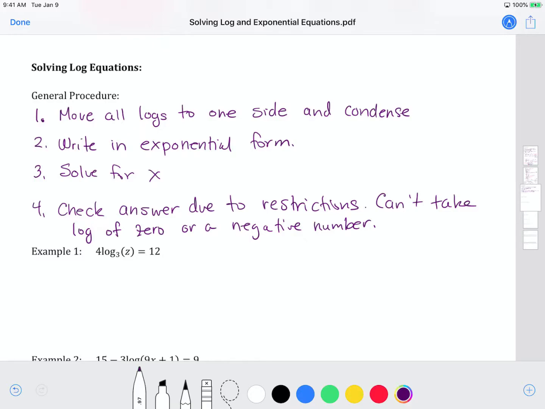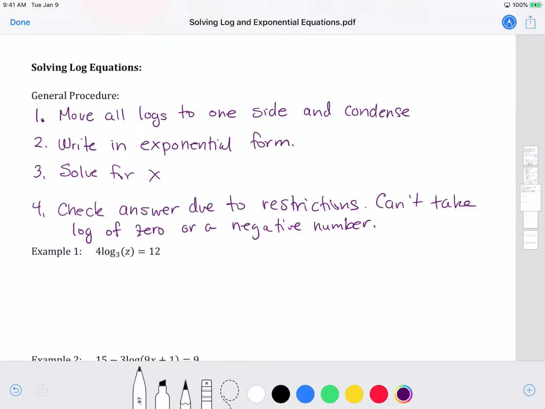for x. So the general procedure is, the first step is you want to take all the logs and move them to one side and condense. So you want all logs on one side and everything else on the other. Then once you condense it into one log, you want to write it in exponential form. Once you write it in exponential form, then the next step is to solve for x. Then the last step is to make sure you check your answer because of domain restrictions.